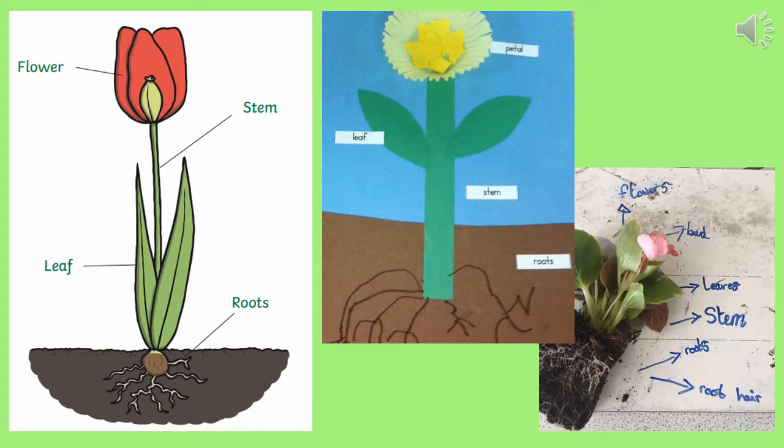Can you see that someone has tried to make their own picture here? And in the corner, someone has tried to label a real plant. Maybe you can have a go at doing one of these at home today.